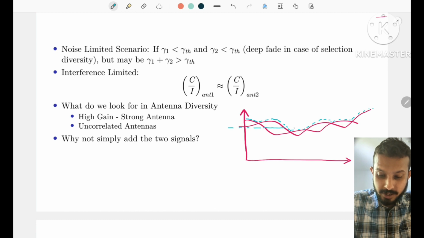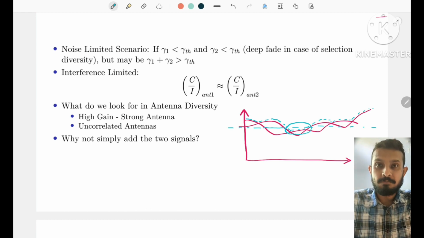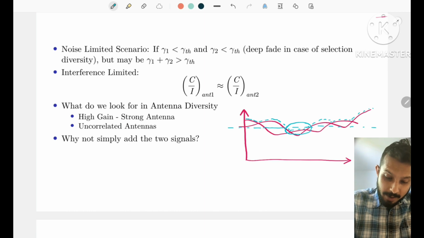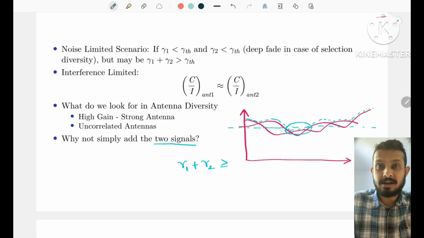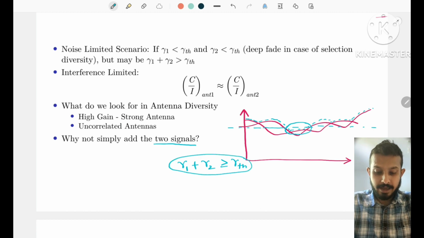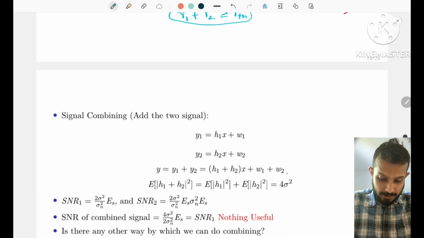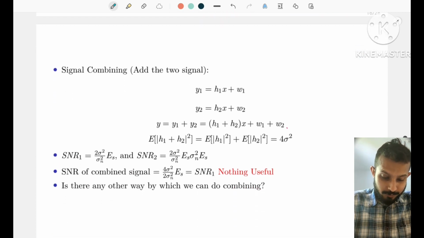Particularly, let's say this one is the gamma threshold, then there is a possibility that the selected signal is less than the threshold. So then we said, what will happen if we just combine the two signals? It may happen that if we combine the SNR corresponding to the first signal and the SNR corresponding to the second signal, the combined SNR is greater than the gamma threshold. This is what we will see in this video. So let us see what will happen when we just combine the two signals.